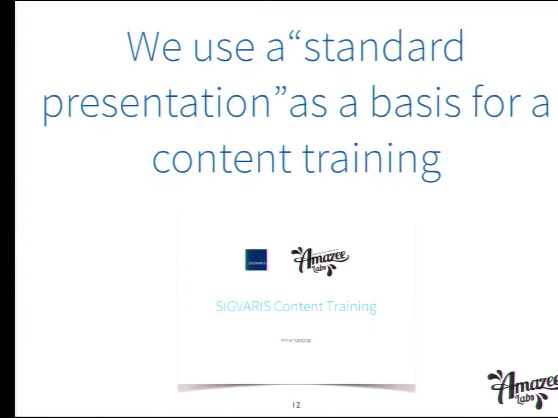We also use a so-called internal standard presentation as a basis for content training. This is highly customized for each client, but each presentation has a description of the content type, a list of the content types, and also contains information about how you can find a node, how you can find the content, taxonomy terms, all these basics that we use in all projects. But we create several versions. First version with the basic things, and then over the course of the project, when we add other content types, we also add this information, especially if there is some complexity. For example, if you have a really sophisticated product page.